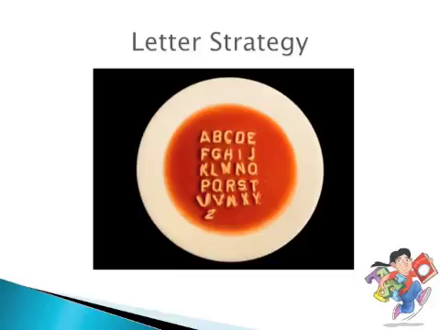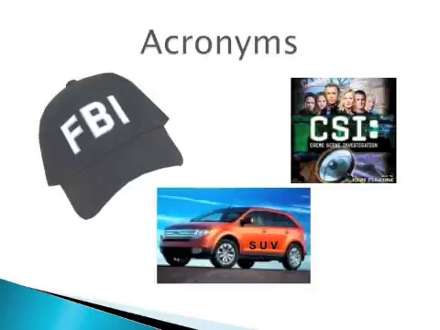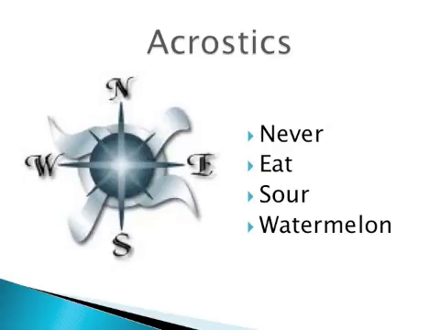The letter strategy is another that is widely used and effective. It involves the use of acronyms and acrostics. I call it alphabet soup. Acronyms are words whose individual letters represent elements in lists of information. This strategy is great for getting students to associate new words to acronyms they use already every day, like FBI, Federal Bureau of Investigations, CSI, Crime Scene Investigations, and SUVs, Sports Utility Vehicles.